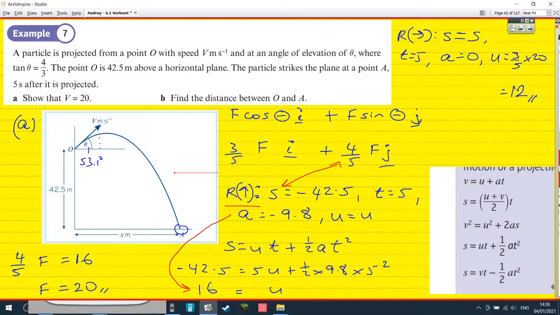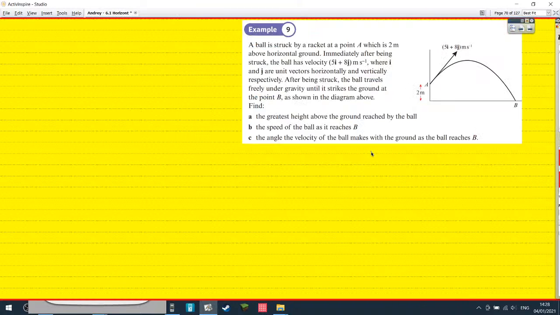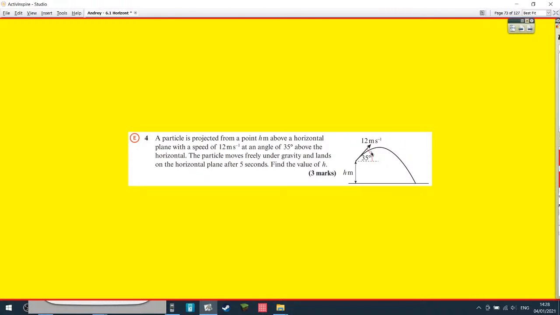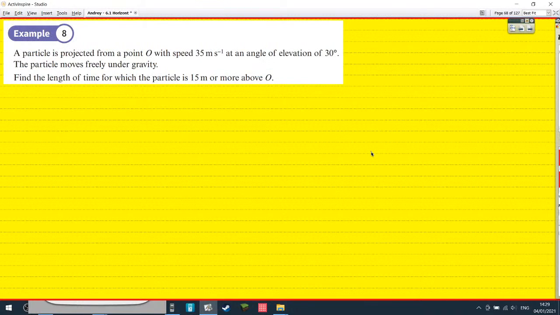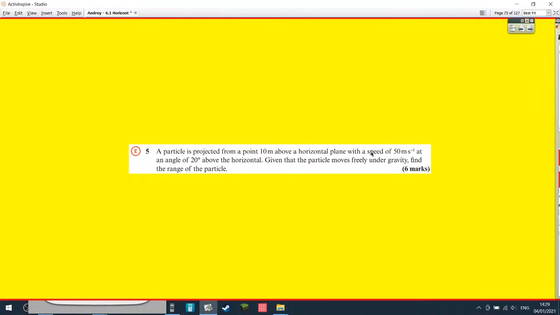Let's see. So horizontal is I, vertical is J. Let's do it again. This time it's exam time. Is this exam time? Kind of. Let me see. It's not quite the same thing, or perhaps it is.